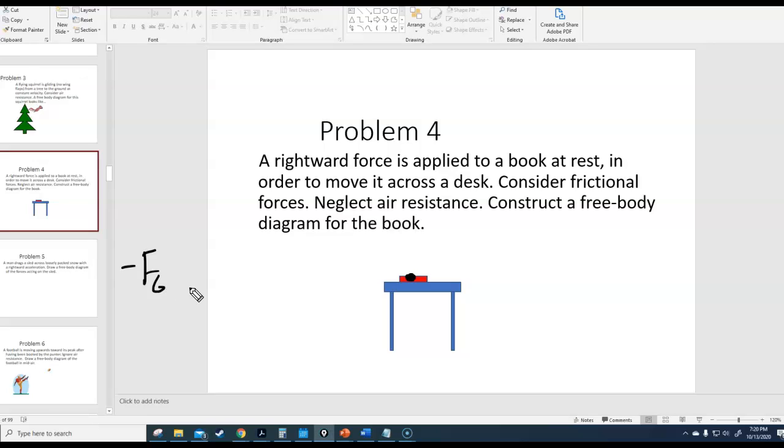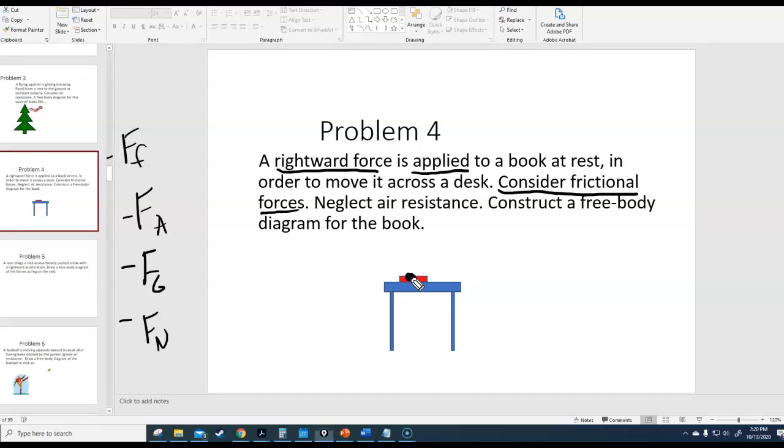Okay, is there a rope or a string? No. Is there a surface? Yes, because it's on a desk, so that means there's a normal force if there's a surface. Okay, it says a rightward force is applied, which means something is pushing the book to the right. I'm going to label that FA for applied force. And it also gives me a hint that, hey, there's frictional forces. So I'm going to have friction as well.